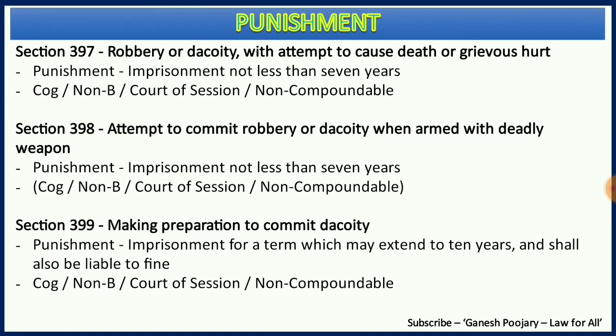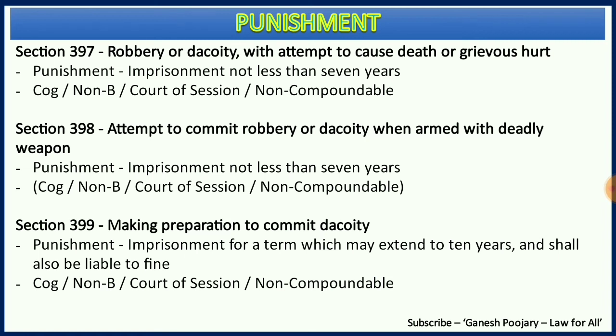Section 398 discusses attempt to commit robbery or dacoity when armed with a deadly weapon. Now you are trying to commit robbery or dacoity and you are also armed with deadly weapons. What happens then? The punishment will be not less than 7 years of imprisonment, and they are cognizable offences, non-bailable offences, and court of session will conduct the trial and they are non-compoundable offences.